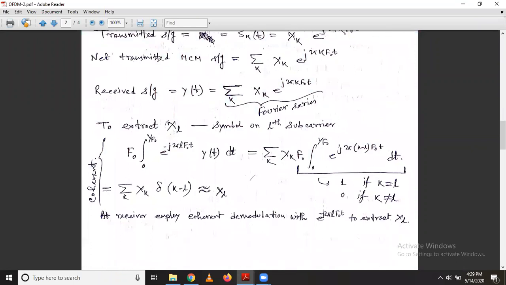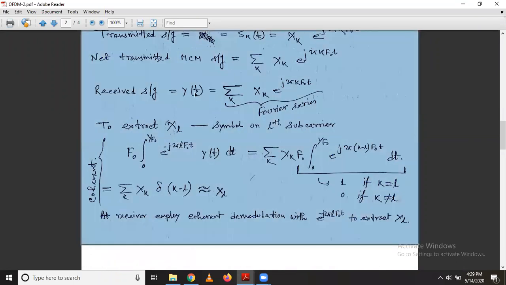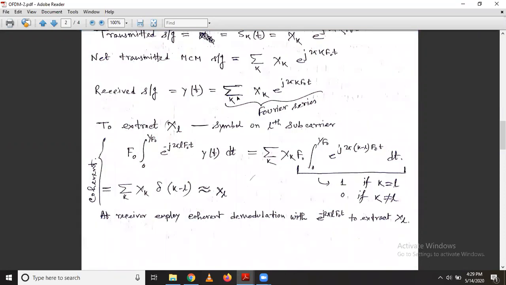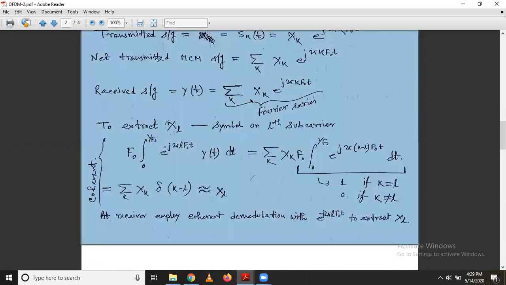Now this signal is transmitted and this signal we are receiving, yt we are receiving. What is our target at the receiver side? We want to get back the original message signal. That is, we want to get back this capital X. How will we get it back? By multiplying yt by e to the power this signal, something like a carrier signal, then integration.